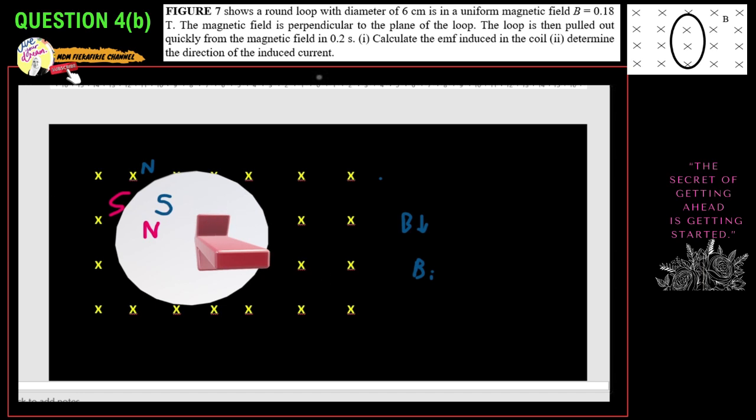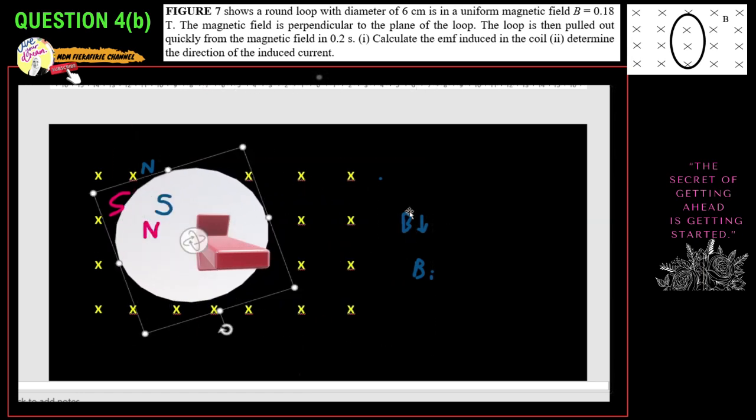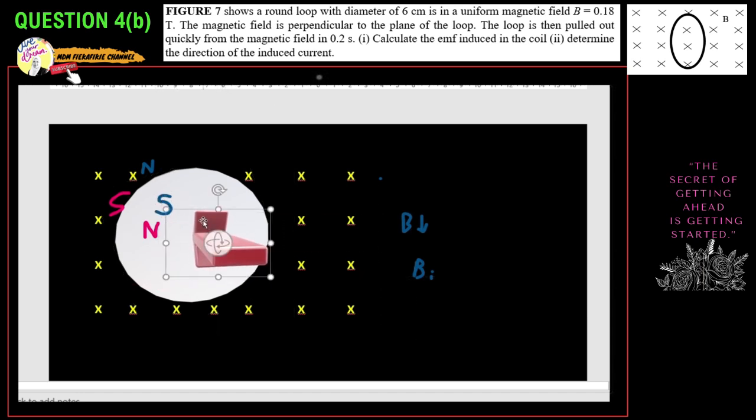Okay, so bila coil ni keluar daripada magnetic field ni, dia akan kekurangan magnetic field. So bila bahagian depan jadi south, dia akan attract more magnetic field. Okay, dalam masa yang sama dia akan try to attract more magnetic field in order to maintain the amount of the magnetic field in the coil.